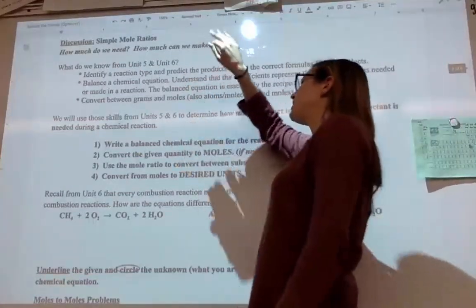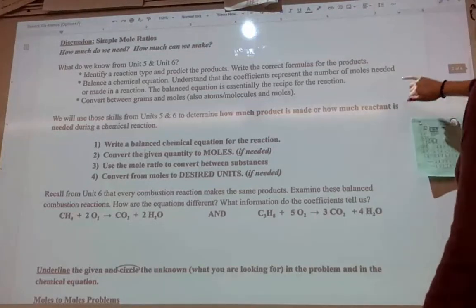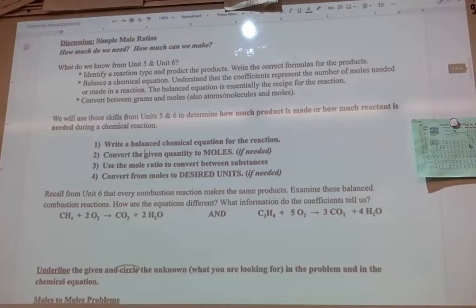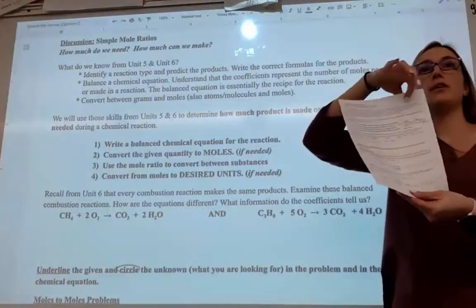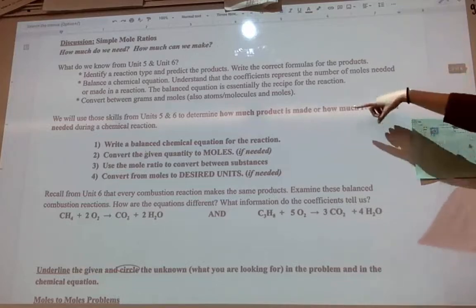Now, Units 5 and 6 we've already gone through. Unit 5 was mole conversions. How did we convert between grams and moles and particles? If you don't have this written down somewhere, maybe you want to write it at the top, or up here in the corner of your discussion. If you don't have this written down, make sure you have that. You write that down. This is how we went from one unit to another in Unit 5.